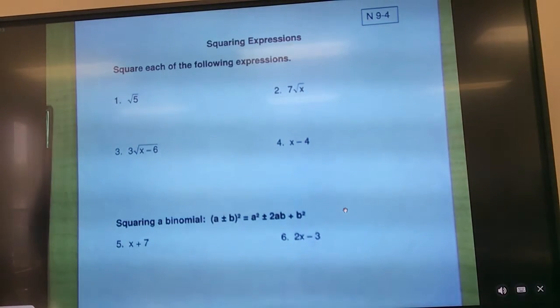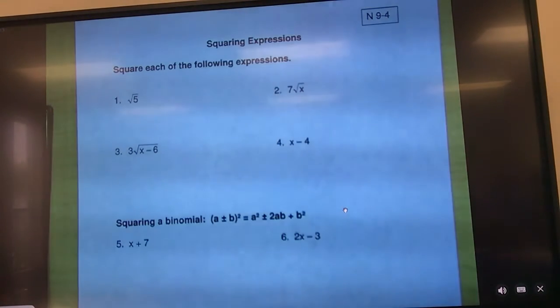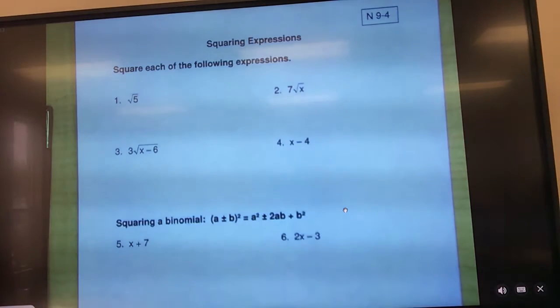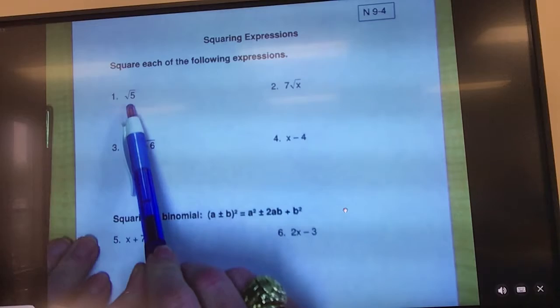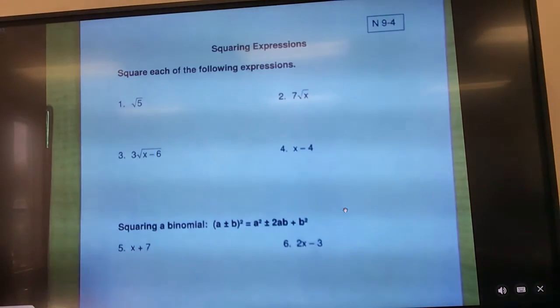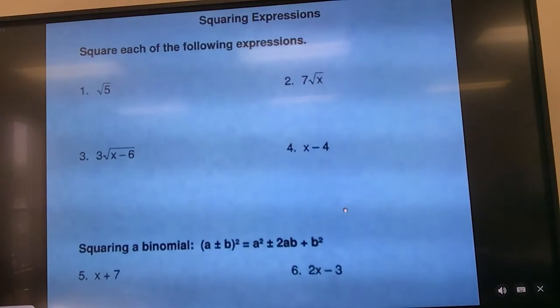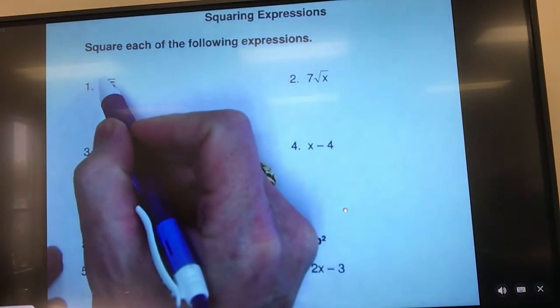All right, this is notes for 9-4. Squaring expressions. All right, too easy. Here we go. This guy right here means square root. Yes? Okay? There's nothing written there. Let me zoom in. There's nothing written there. That means it's given that there's a 2 there, square root.